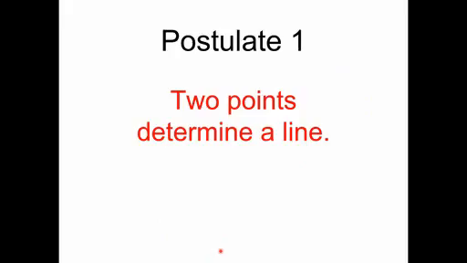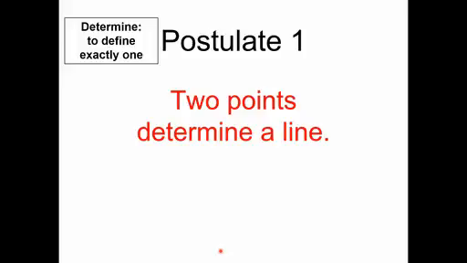So with a little drum roll, here is our first postulate. Two points determine a line. We're just going to accept the fact that two points determine a line. Well, what does determine mean? We're not going to go in a circle here, but we do have to know what that means. I like to think of it as to define exactly one. In other words, if I have these two points, there is exactly one line that can go through those two.